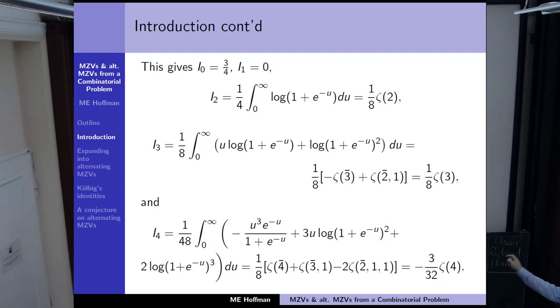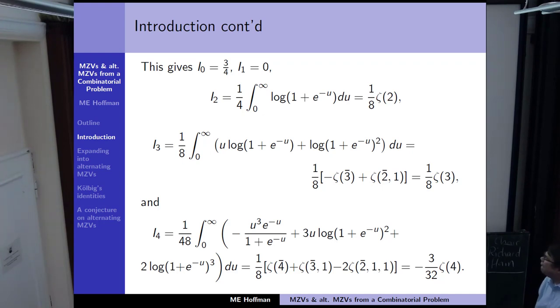Well, this next one takes a little more work. You get things a little strange here. It turns out there are actually some results you can show about integrals of this kind, a power of u times a power of log of 1 plus e to the minus u, in terms of alternating multiple zeta values. So in this next case, I3, you get some alternating multiple zeta values, but it evaluates just to a multiple of zeta 3. Okay, so it's just 1 times zeta of n, right?